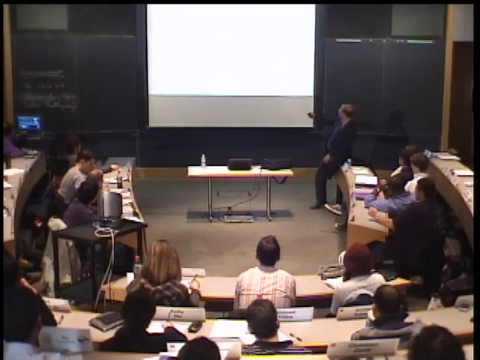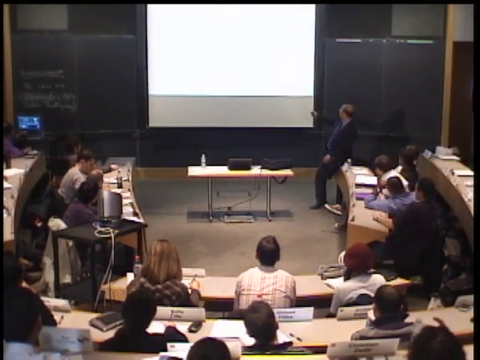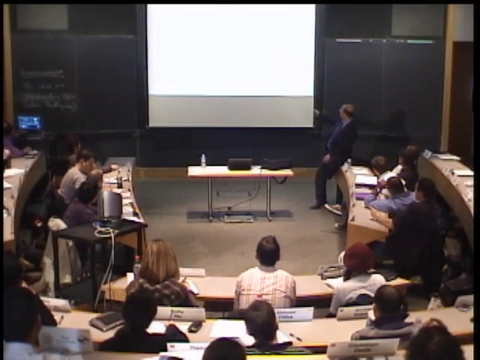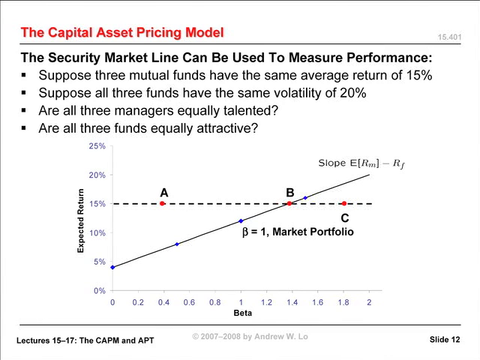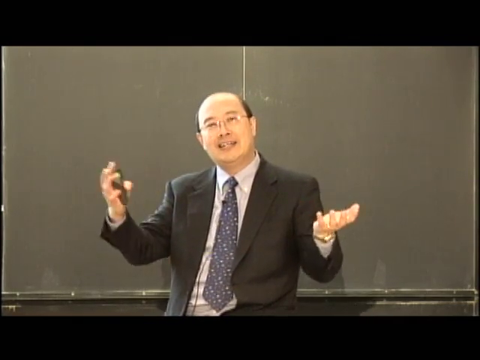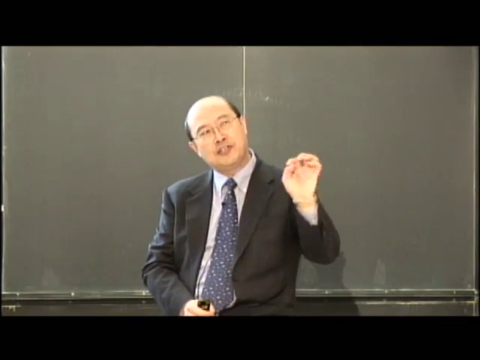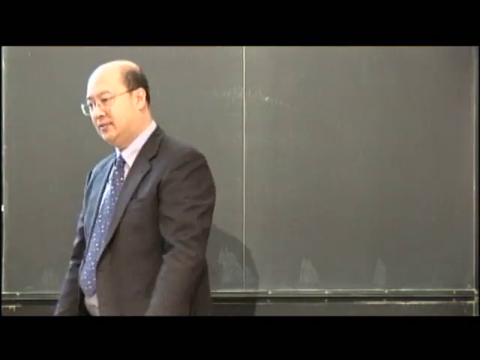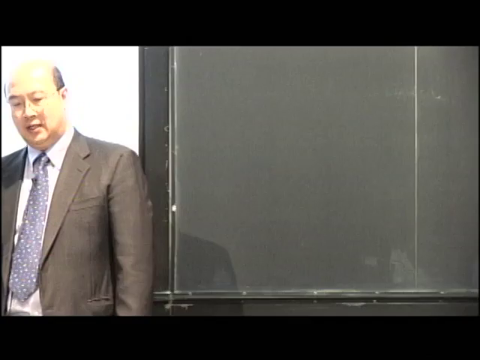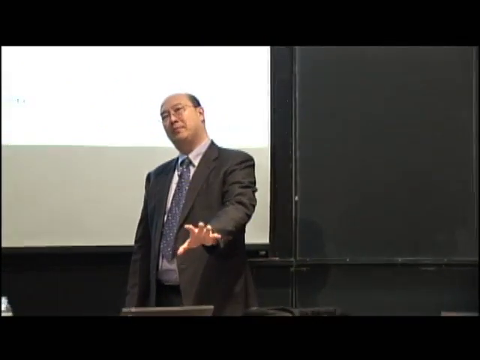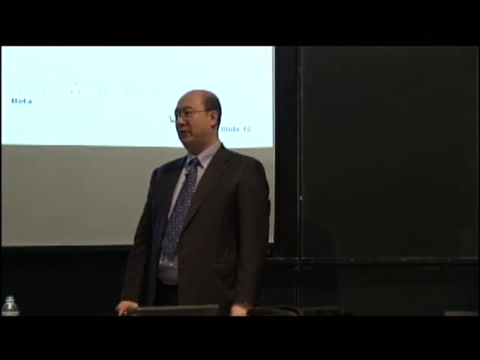And by the way, notice that I've said that all 3 managers have the same volatility, 20%. You can have the same volatility but have different betas. Betas and volatilities do not necessarily go hand in hand. There is actually a relationship between beta and volatility. We'll talk about that in a little while. But that relationship is not nearly as straightforward as you might think.